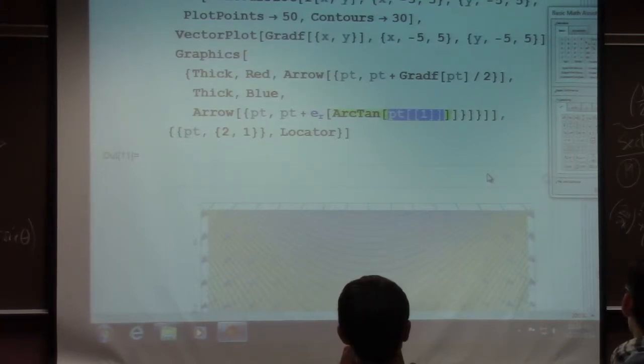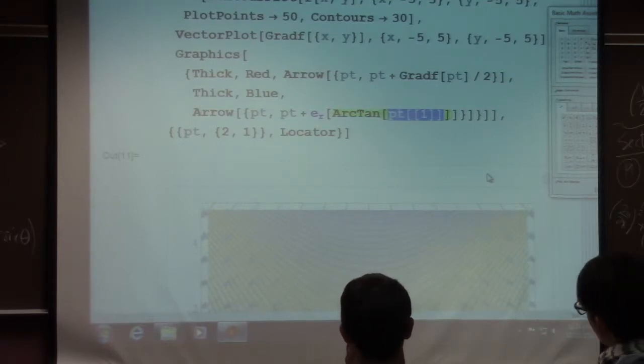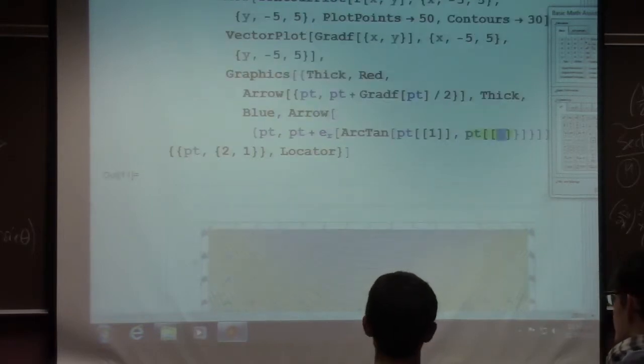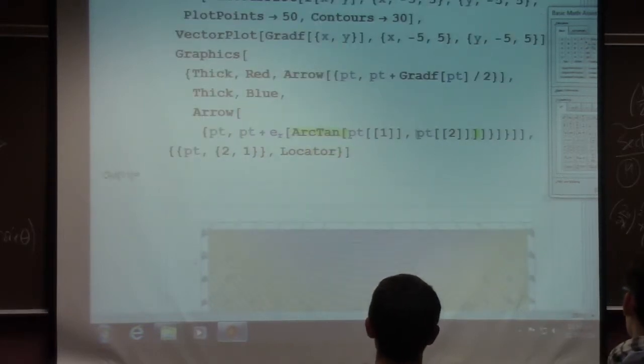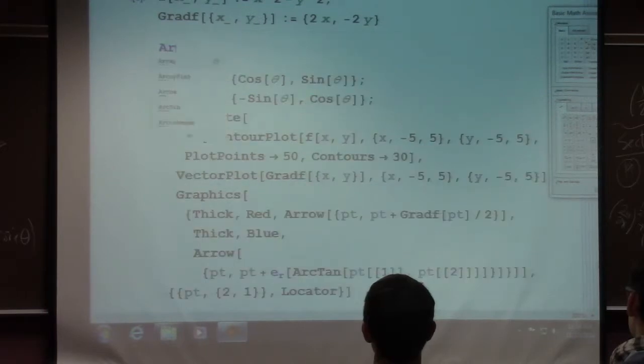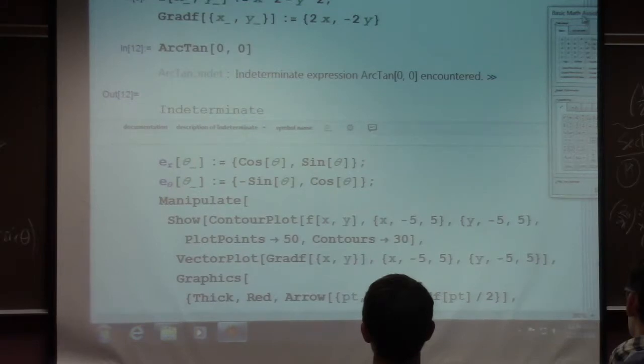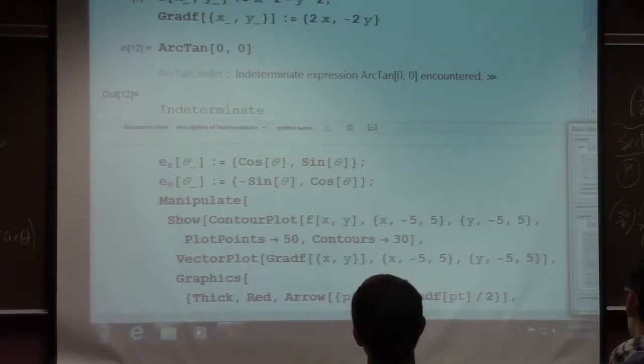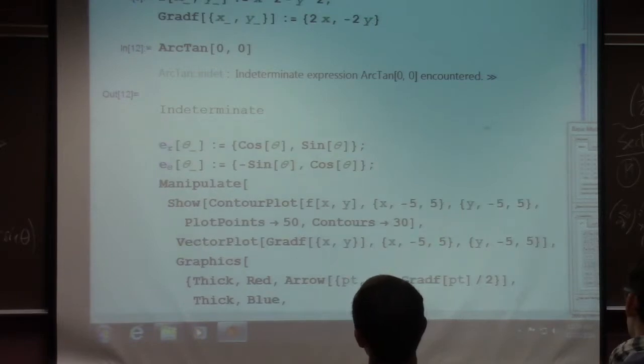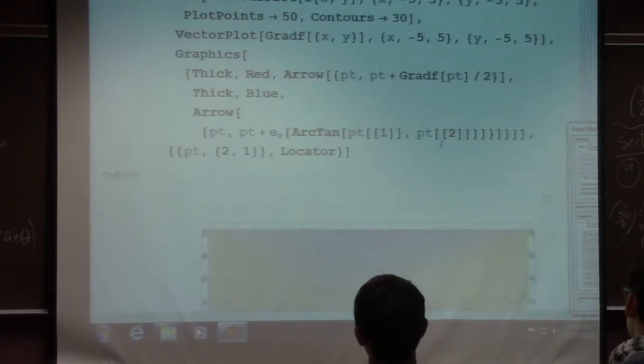Technically speaking, that's a list in Mathematica. This is the first entry in the list, but I can think of that as the x coordinate of the point. Comma PT of 2, that is the second coordinate of the point. So this is going to work at least as long as the point is not at the origin. I'm not telling you the truth, I'm not sure what happens at the origin. I guess I can test that. Arctan of 0, 0 probably is undefined. Yeah. What's the angle of the origin? Okay, it's undefined. But I don't think we have to worry about that here.